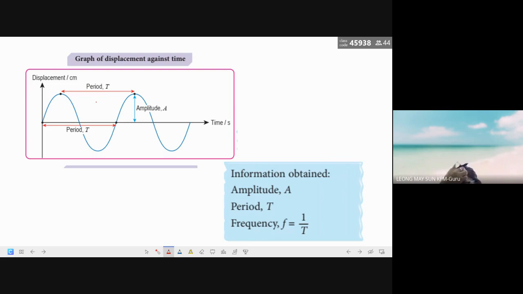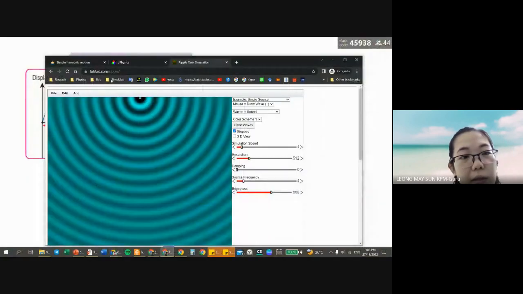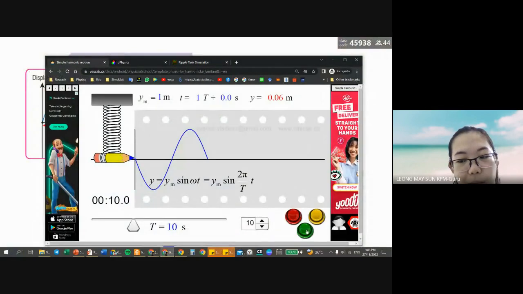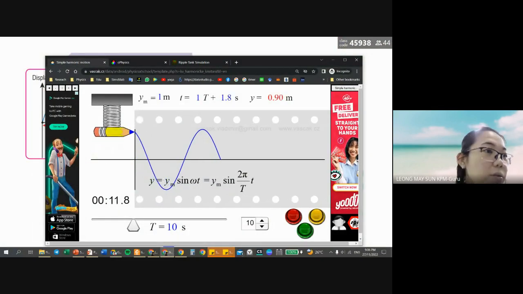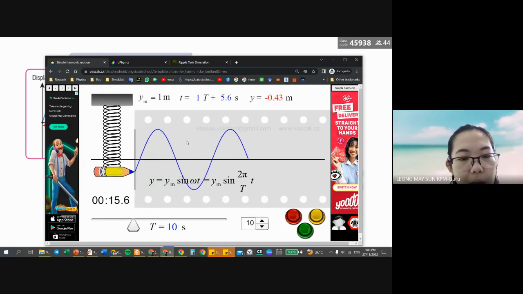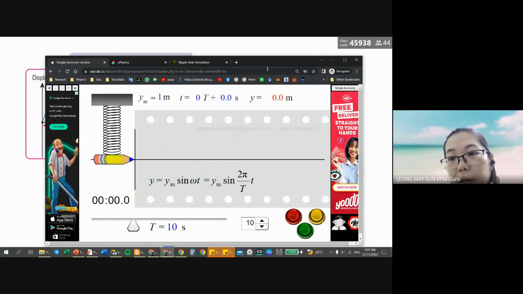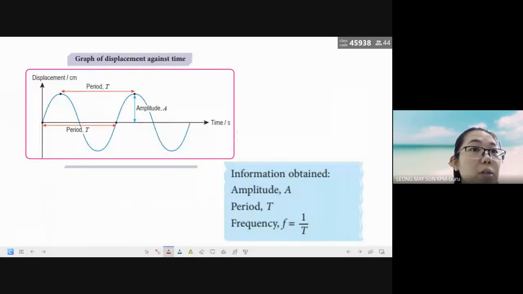Okay, so we're gonna continue on with the graph of displacement against time. Okay, so again back to the simulation just now. All right, this simulation whereby the pencil move up and down. Okay, there's two methods for us to interpret this wave that is being drawn. Okay, so how do we interpret the informations from the graph?